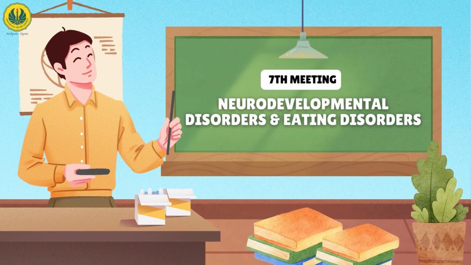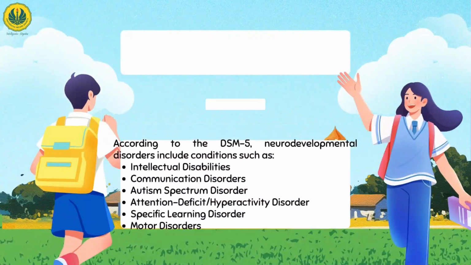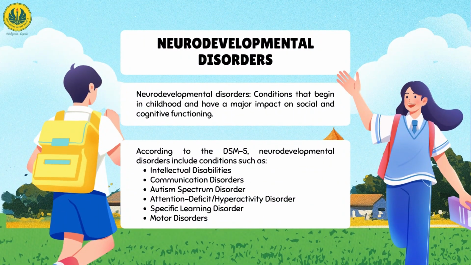Welcome to this video lesson on developmental disorders and eating disorders. In this video, we will discuss the different types of disorders that affect children and adolescents and how they are treated. Let's start with developmental disorders. These are conditions that begin in childhood and have a major impact on social and cognitive functioning.